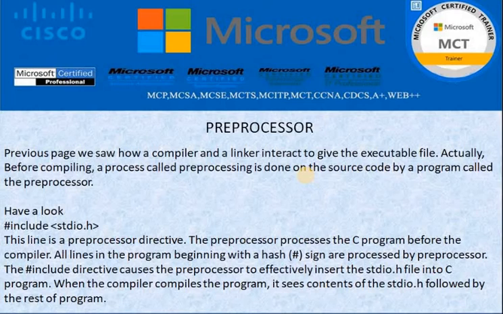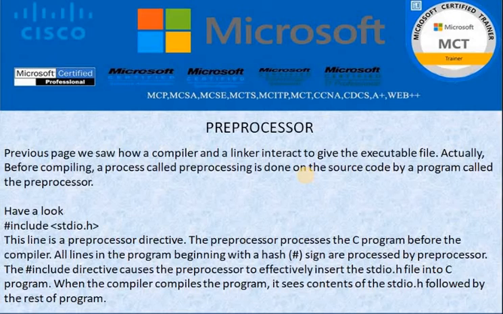Now, in the previous page, we saw how the compiler and linker interact with each other in order to give you the executable file. Actually, before compiling, a process called pre-processing is done on the source code. That means whatever source code you write, processing has already started before you build it. So that is known as a preprocessor. Have a look over here.